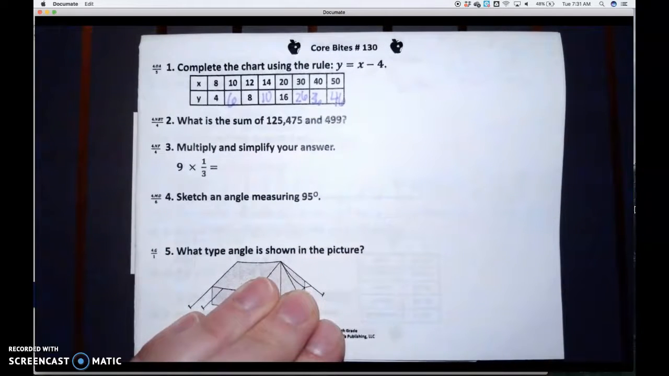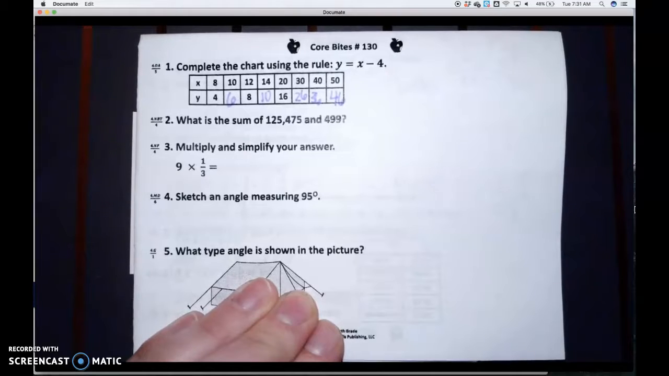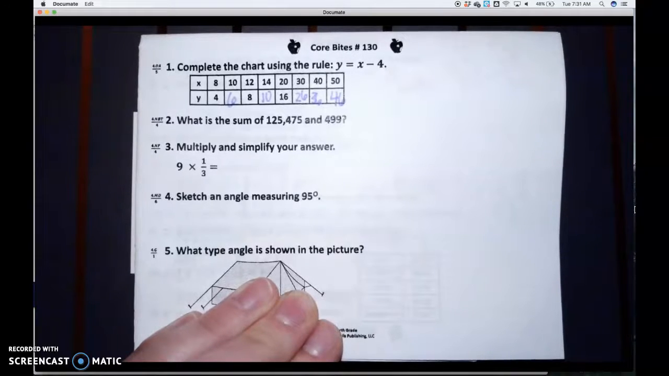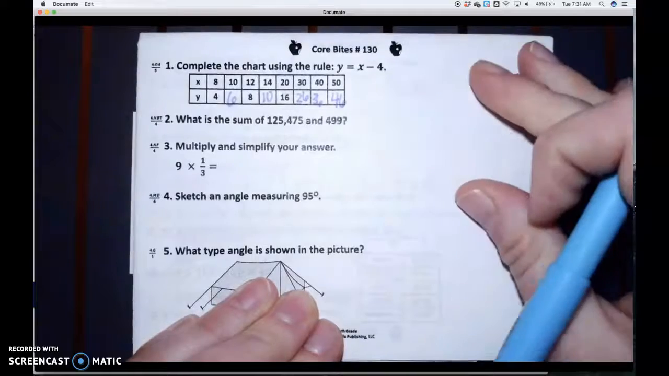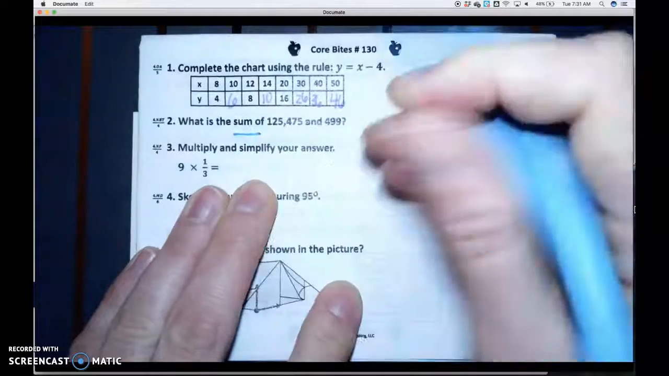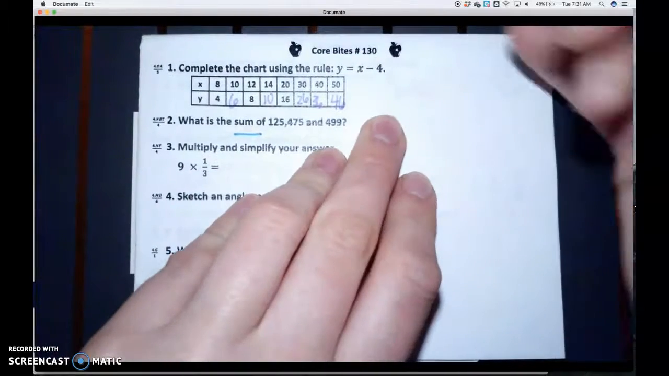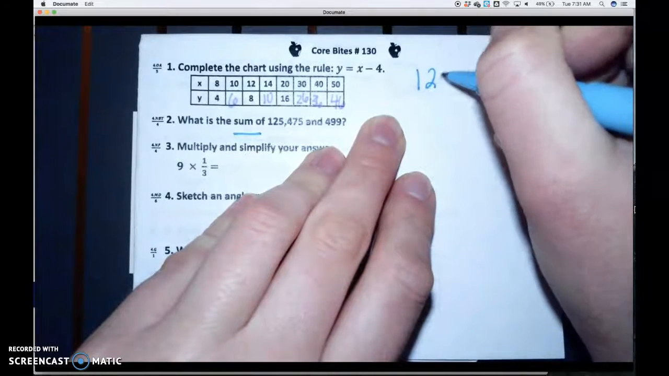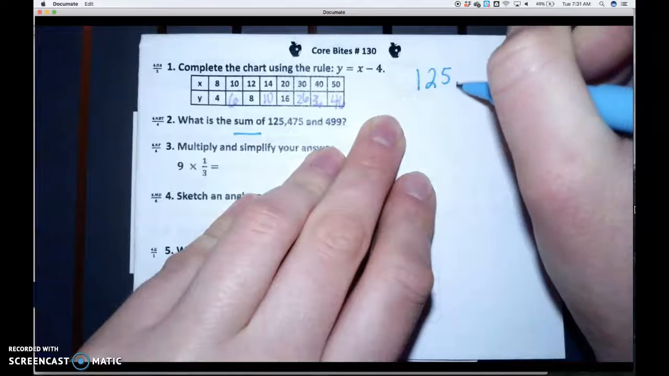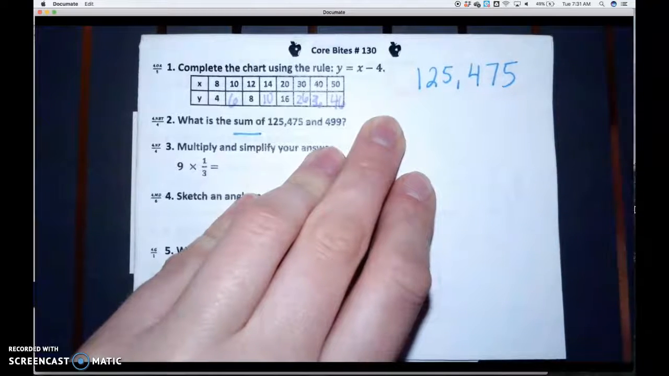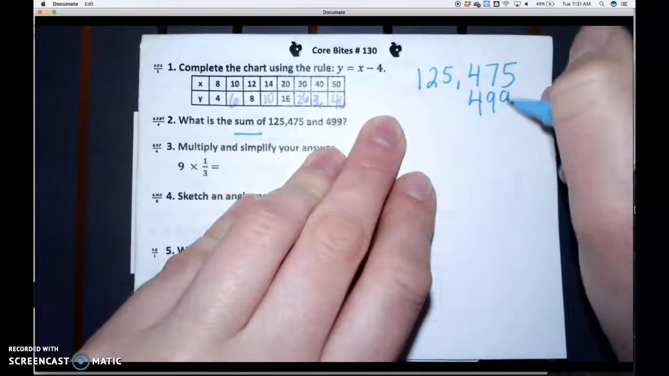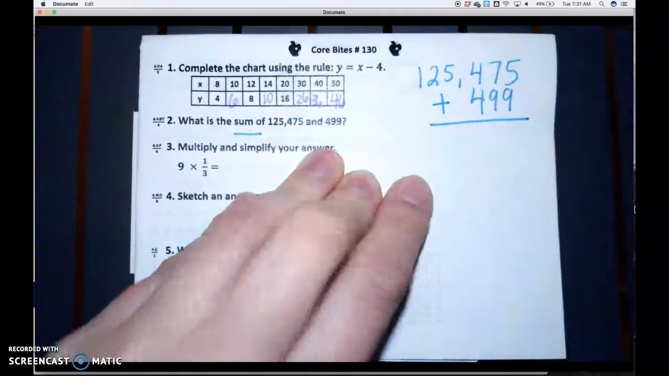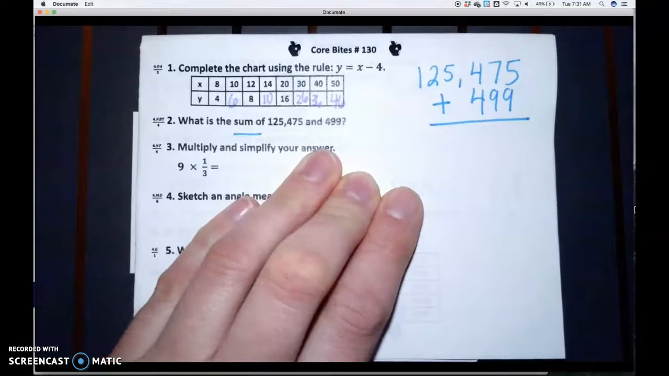For number 2, it says, what is the sum of 125,475 and 499? So the word sum means you need to add them together. So over here, I'm just going to line them up by their place value. So we have 125,475 and then 499. Sum means we're going to add them, so we're going to do addition. And then we just add them to see what our answer is going to be.